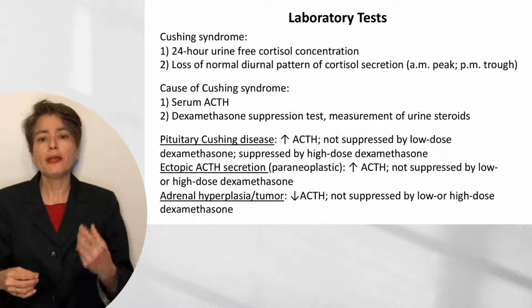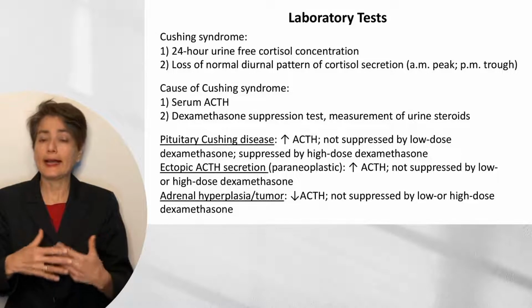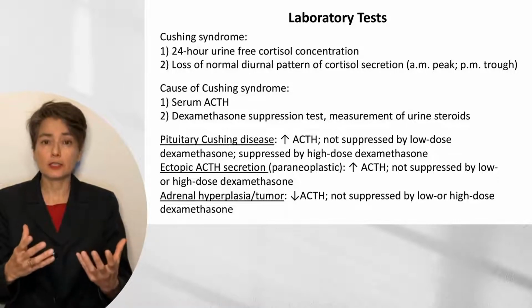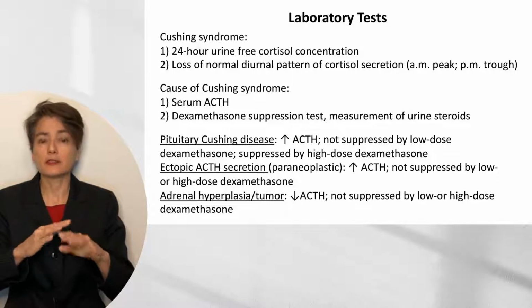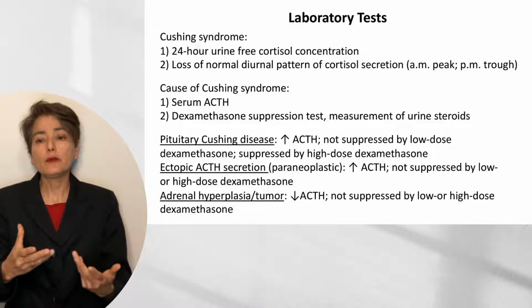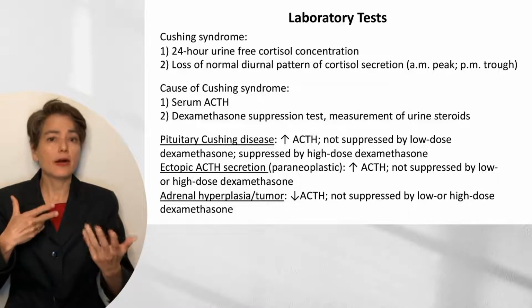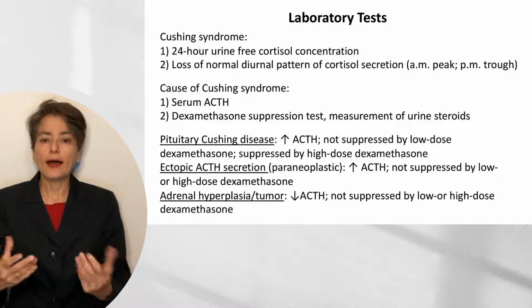And finally, if you have adrenal hyperplasia or a tumor, then the adrenal gland is acting independently. It's generating lots of cortisol. That feeds back to the hypothalamus and to the pituitary gland that says, oh, we don't need to make ACTH. We have plenty of cortisol. So when you give low or high dose dexamethasone, it's not affecting that axis. It's already depressed. All right, so that brings us to that.